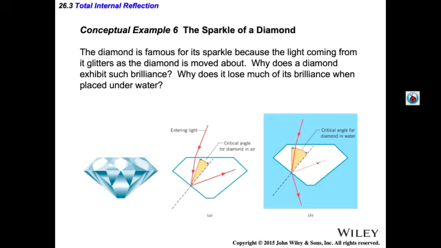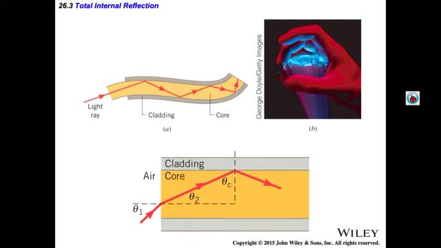Because of light coming in, it glitters. A lot of the light that's hitting it is striking at less than the critical angle, so therefore it's staying inside and giving its luster. If you place it in water, more will get out, and so it kind of loses a little of its brilliance when it's in water. Okay, and they use this total internal reflection for cladding and stuff like that.